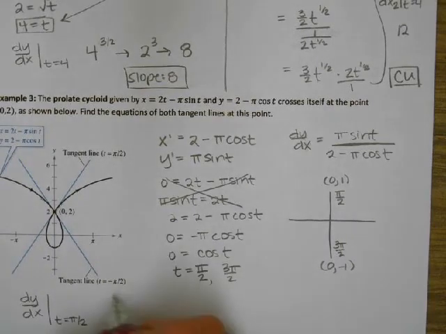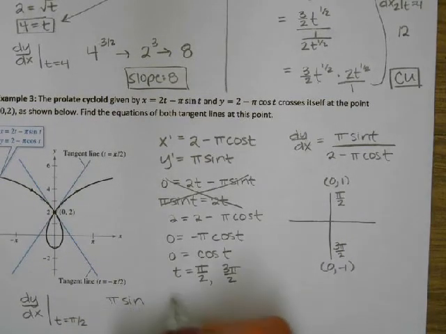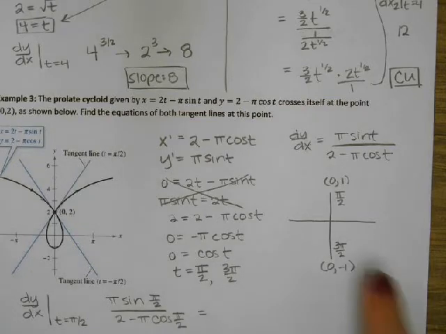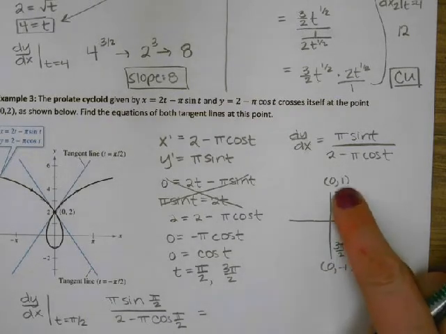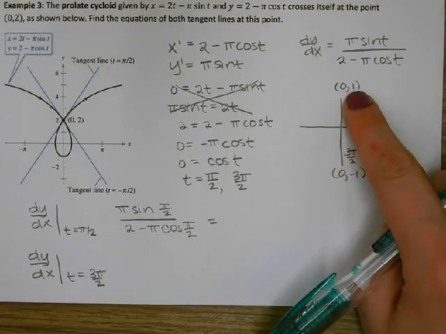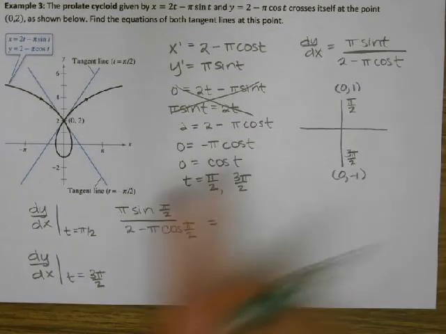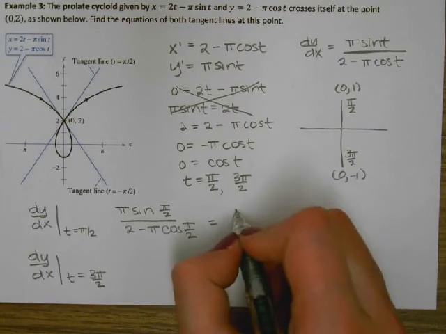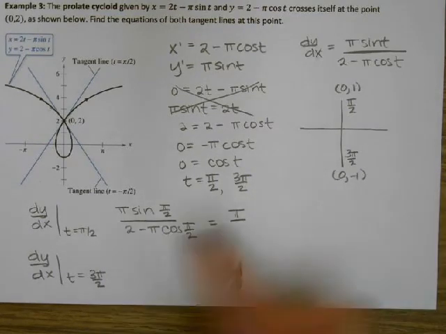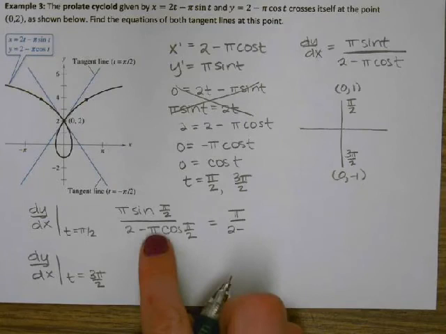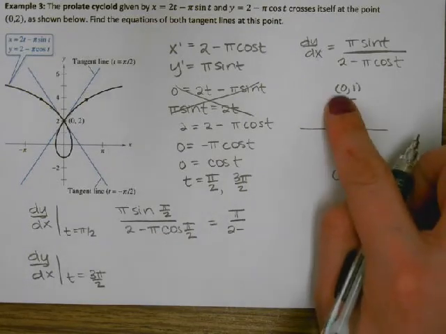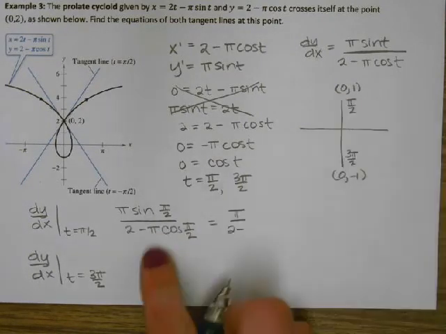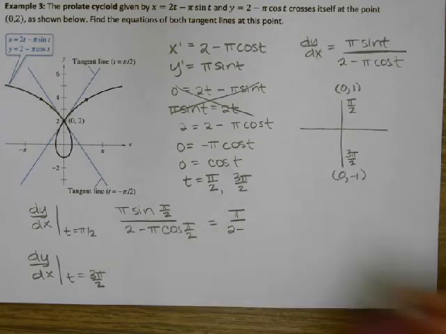So for pi halves, I'm going to get pi times sine of pi halves divided by 2 minus pi times cos of pi halves. So sine of pi halves is 1. So I have pi times 1 is just pi. And then here I've got 2 minus pi times cos pi halves. Well, cos of pi halves is 0. So pi times 0 is just 0.